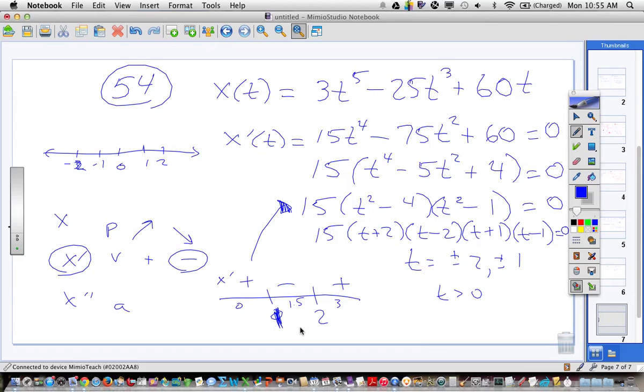But this is the work. I mean, this all would have to be there. That's the only way to do this problem. Okay? You're going to have that kind.